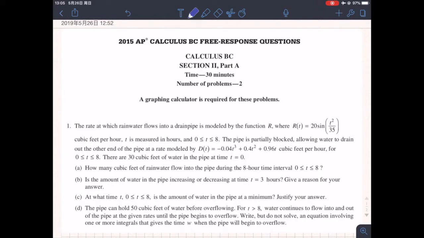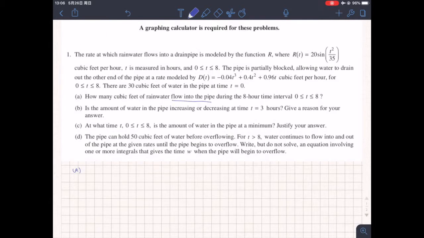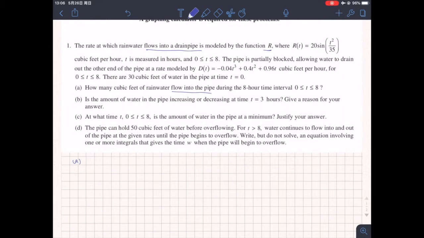Let's finish the first question. How many cubic feet of rainwater flow into the pipe during the 8-hour time interval, t from 0 to 8? The question asks about rainwater flowing into the pipe, so we need to go back to the context and find related information, which is function r. Now, we need to work with function r, which is 20 sine of t squared over 35, to get the correct amount of cubic feet of rainwater flowing into the pipe.